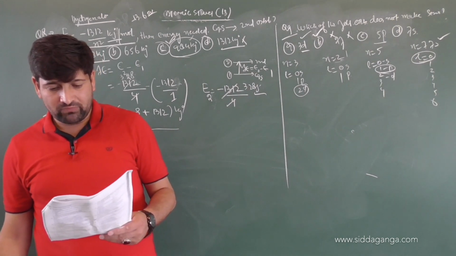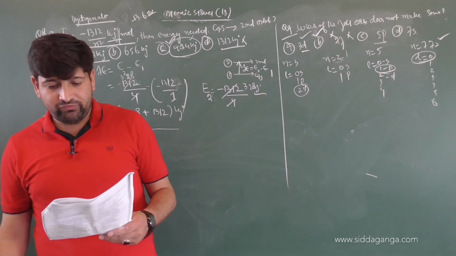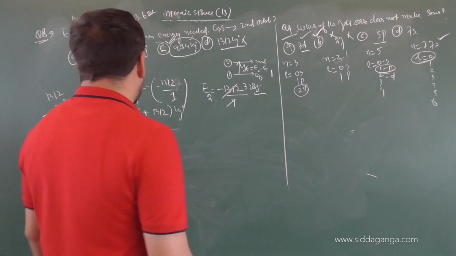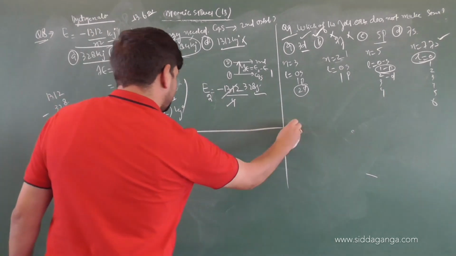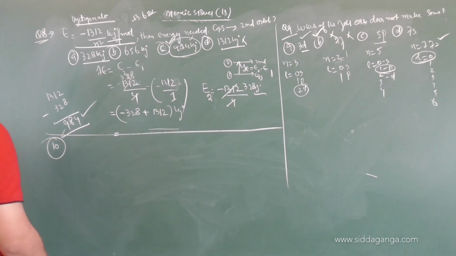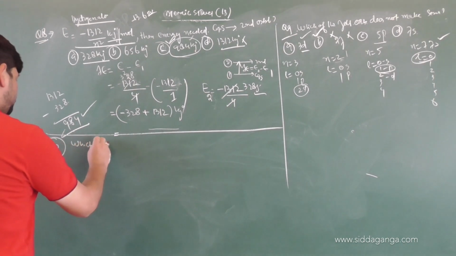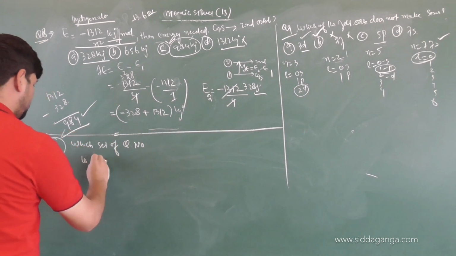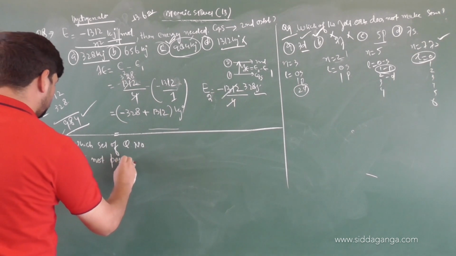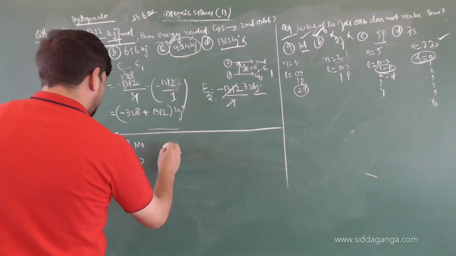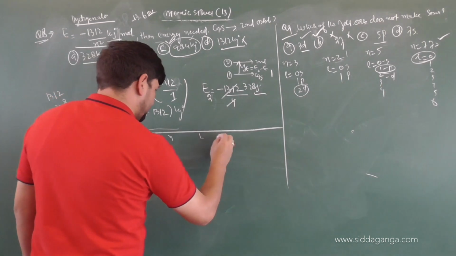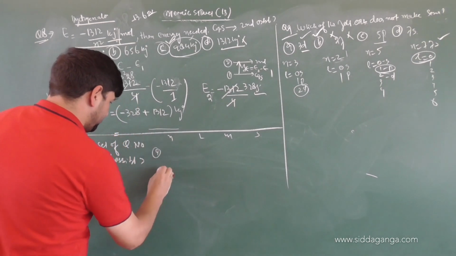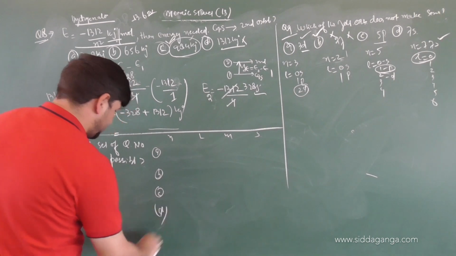Next question, question number 10. Which of the following sets of quantum numbers is not possible? So I'll write down again n, l, m, s. So you got this one as option A, then B, then C, then D.